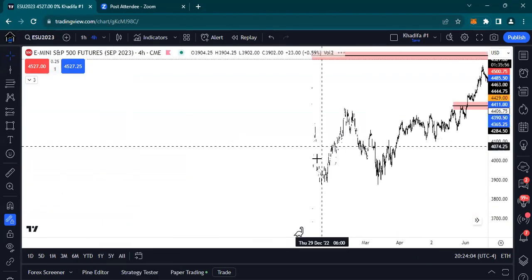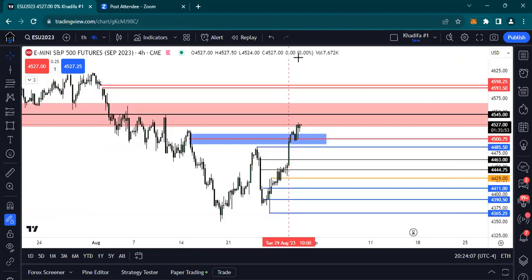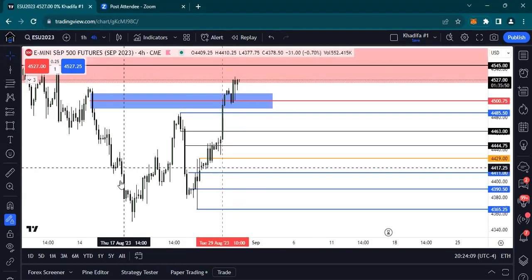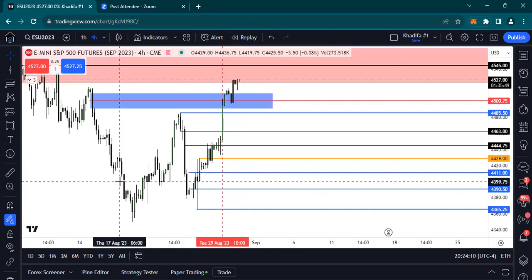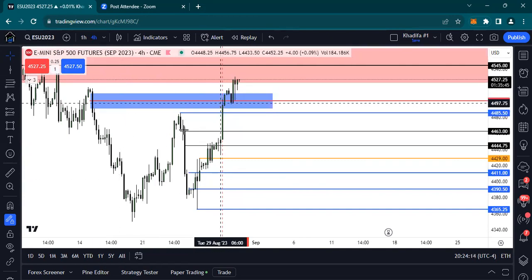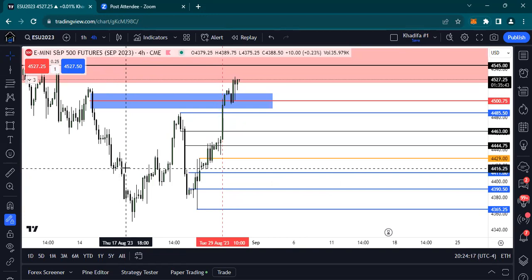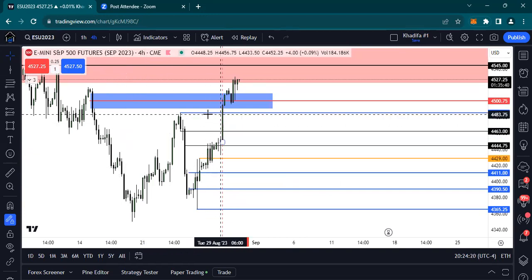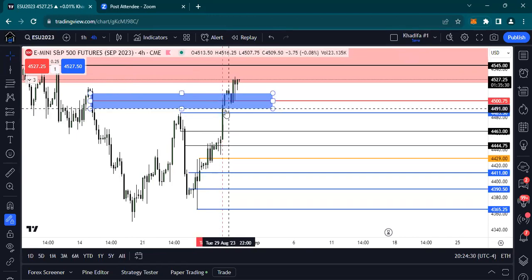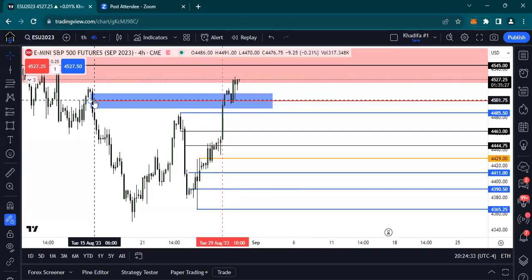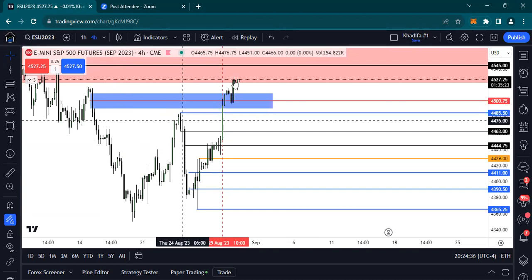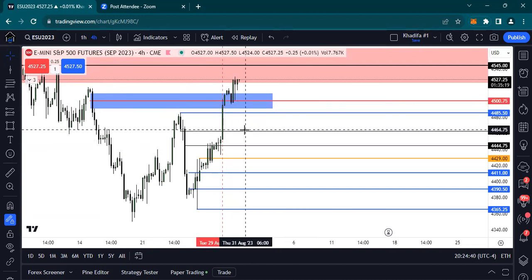relative PD array, which would be the blue shaded area that we see right here, which is a 4 hour fair value gap. And that red line that you see right there is consequent encroachment of that 4 hour fair value gap. So once we seen this previous week's buy side liquidity ran, and we seen how aggressively it pushed through it and closed above it, that consequent encroachment is the next relative PD array that you would be targeting, right?